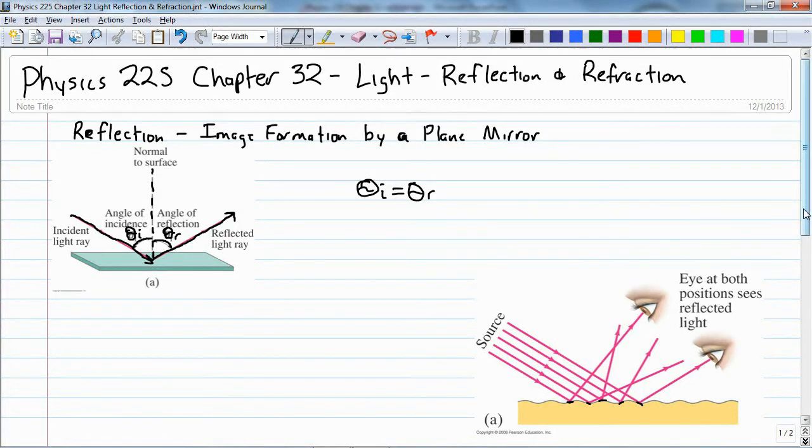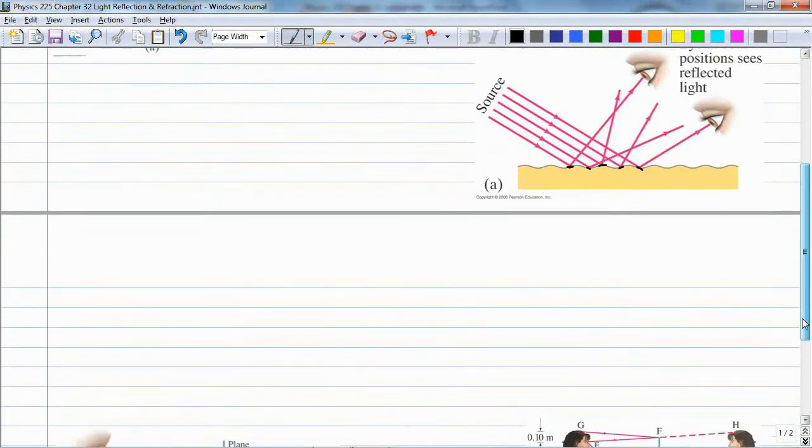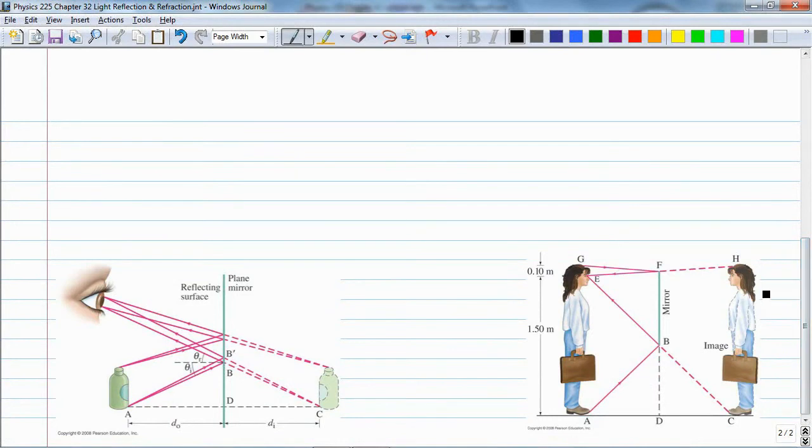Now there's a couple of things that we want to look at here. If I have an object that's being reflected in the mirror to my eye, what I see is a virtual image that appears to exist behind the mirror. And that's the same thing if a person looks at themselves in a mirror. They see themselves behind the mirror.